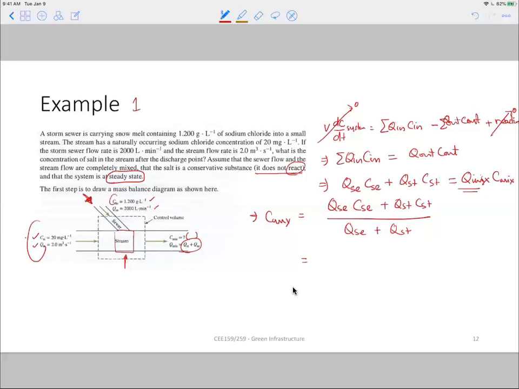So if you write this one, Q_SC is 2000 liter per minute times concentration 1.2 gram per liter. Q_ST is 2 meter cube per second. So here is an issue. This is given as 2 meter cube per second. This is liter per minute. So that means you have to change into one or the other form, whichever is convenient for you. So let's change meter cube per second. 1 meter cube is 1000 liter. And then you can change second to minute, 60 seconds would be 1 minute.